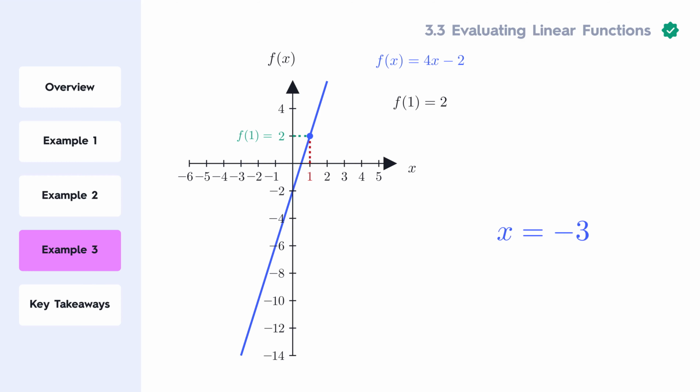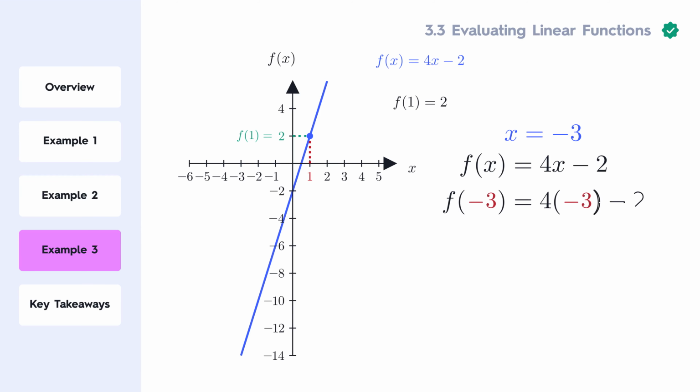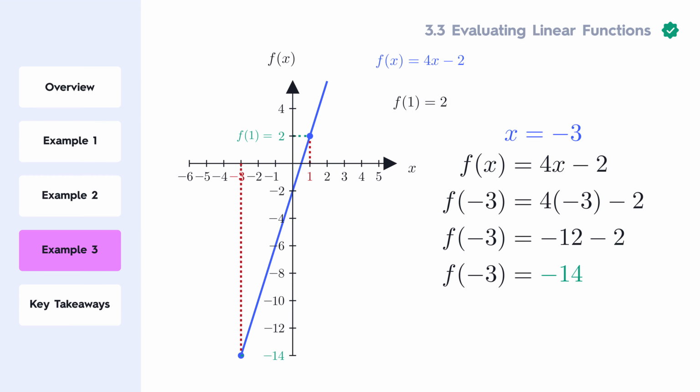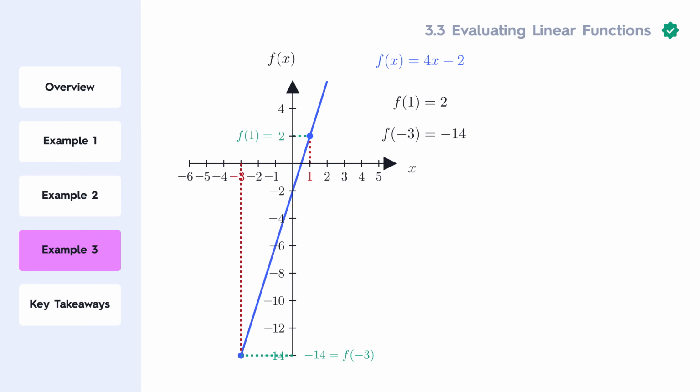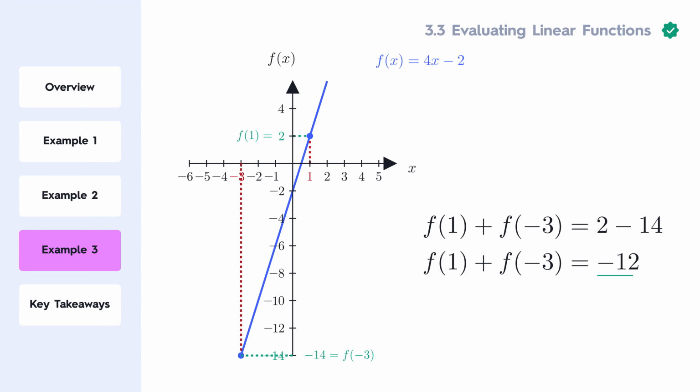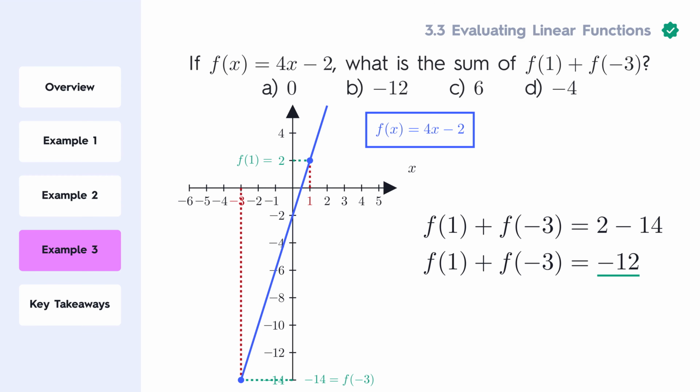Next, we need to evaluate when x is equal to -3. We'll follow the same strategy and start by replacing x by -3. As a result, we can see that f of -3 is equal to -14. Now, let's add results from both equations, which gets us 2 minus 14. Finally, we obtain that f of 1 plus f of -3 is equal to -12. Therefore, the correct answer is option B.